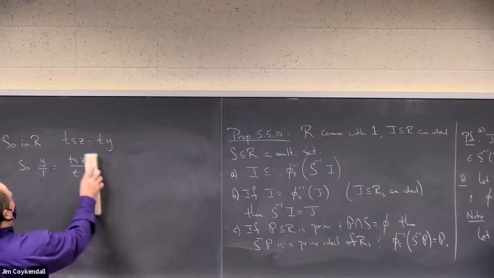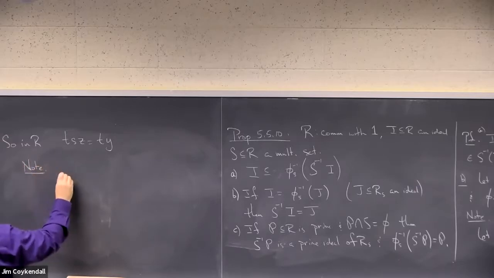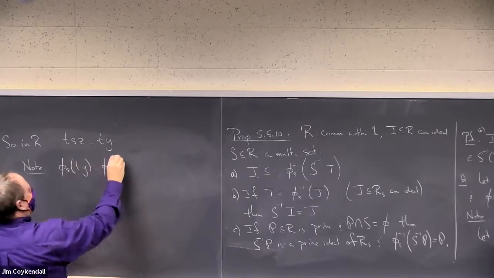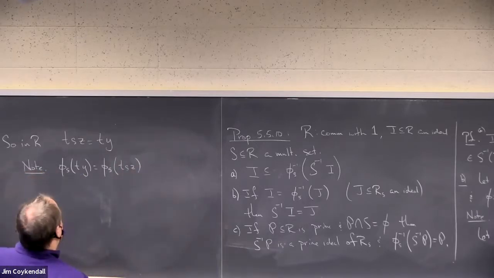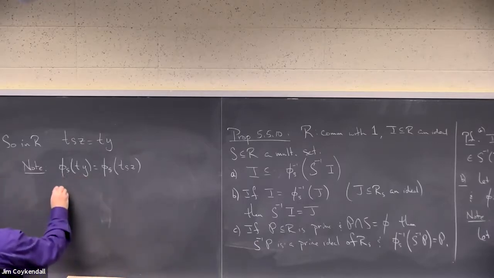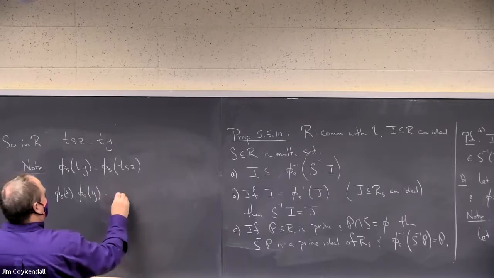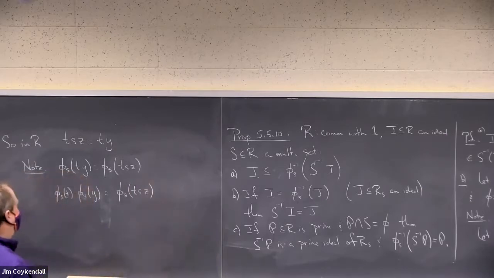So notice that T S T Y is T S T S Z. Right, so what we need to do is show T S... this is actually in J. So this is T S P, T S Y. This one doesn't matter so much.